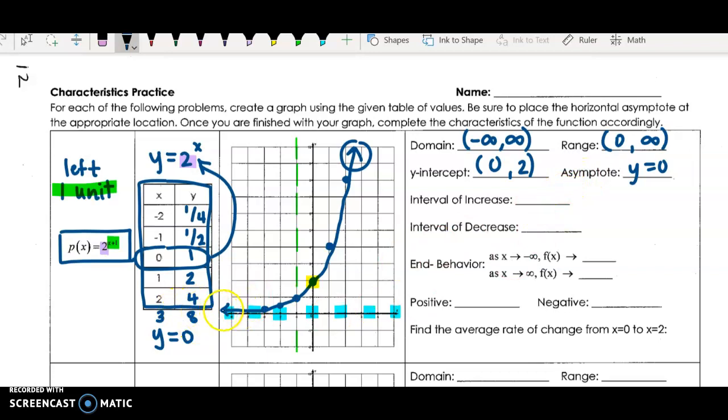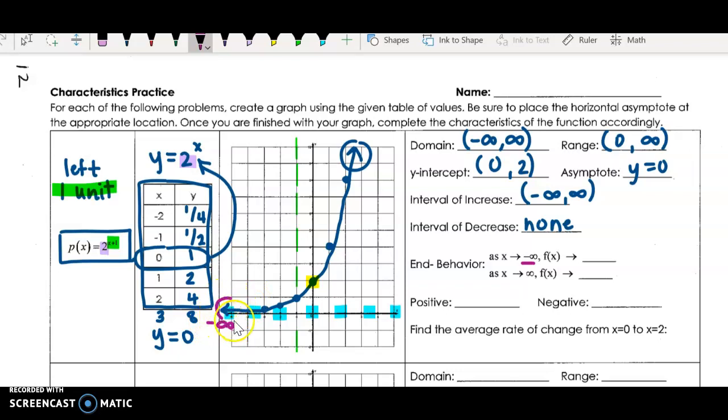This graph is increasing over the entire function from left to right, starting low and then ending high. So the interval of increase is negative infinity to positive infinity, representing the entire graph, and there is no interval of decrease. The end behavior as x approaches negative infinity is on the left of the x-axis.